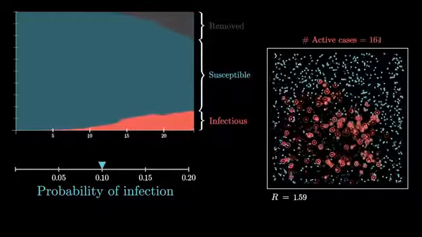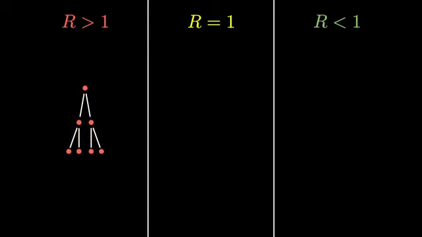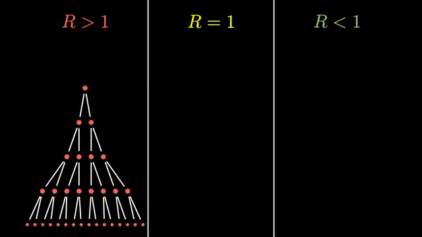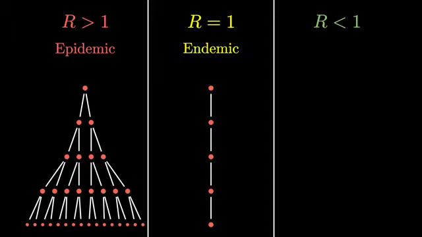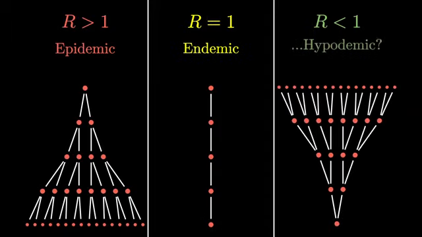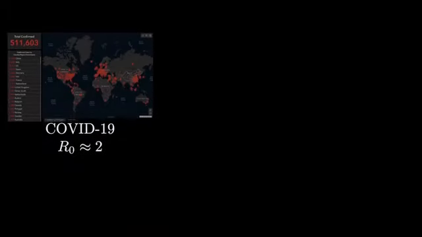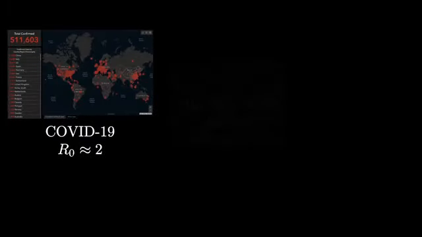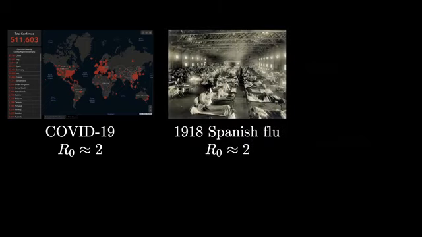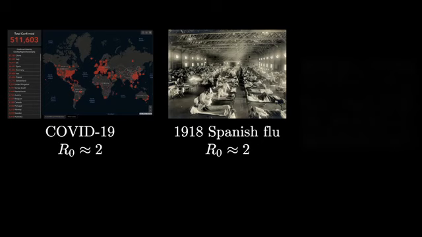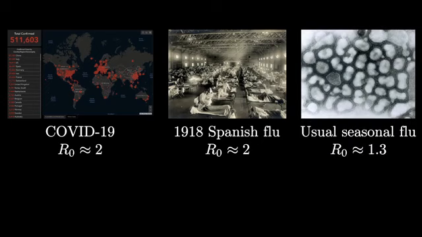While R is greater than 1, the infection is growing exponentially, and it's at that point that it's known as an epidemic. When it holds steady around 1, that's when a disease is called endemic, and less than 1 means that it's on the decline. For comparison, R0 for COVID-19 is estimated to be a little above 2, which is also around what the mean estimate for R0 was during the 1918 Spanish flu pandemic. The seasonal flu, by comparison, is much lower, around 1.3.